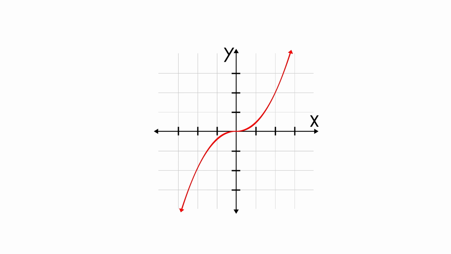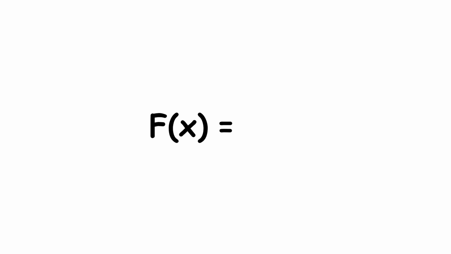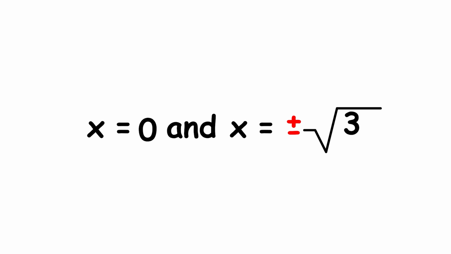Sendov's conjecture. Suppose you take the graph of a polynomial function in the real numbers. The roots of a polynomial are the points where the polynomial's value becomes zero. For instance, if you have f of x equals x cubed minus 3x, its roots are x equals 0 and x equals plus or minus the square root of 3.